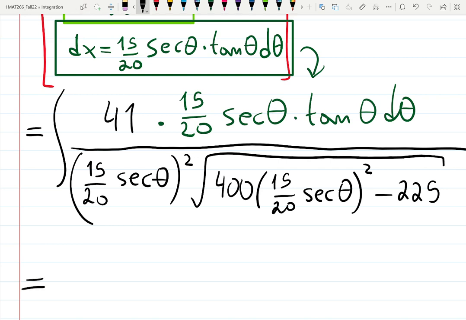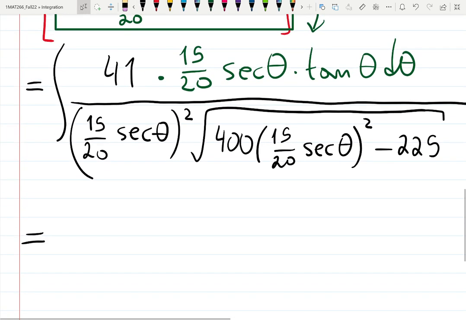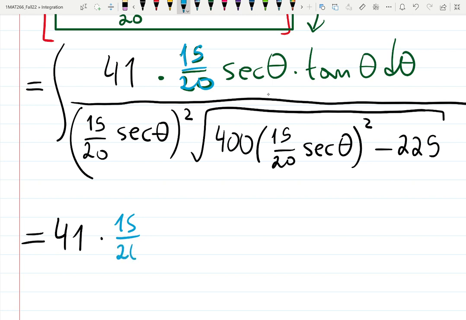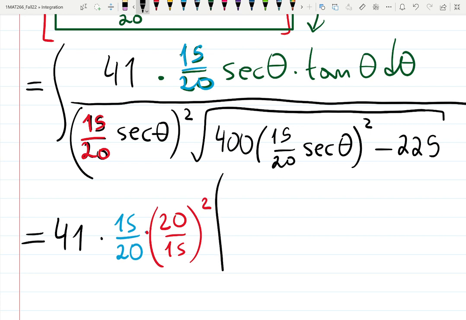So let me show you where it's getting better. The first thing, let's distribute all the constants, coefficients, and see what's going on. 41 will be kicked outside. 15, so let me put this, 15 over 20. There's a reason why I'm not simplifying this. 15 over 20 is from the numerator. And then there is 15 over 20 squared in the denominator. So it's 20 over 15 squared. I'm flipping it. That's from the denominator. So I'm just multiplying by flipped one. There will be an integral.